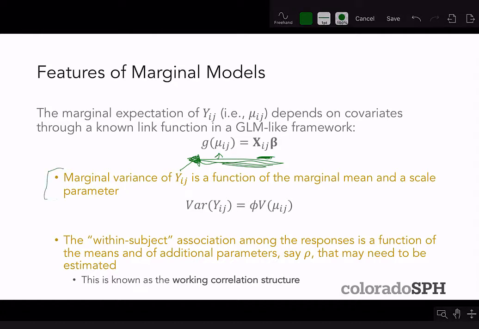We also provide the marginal variance of y, which is a function of both the mean and some scale parameter, something that we'll have to specify in these models. And then we also have to specify the within-subject association among the responses, which is a function of the mean and additional parameters, say rho, the correlation, that have to be estimated.